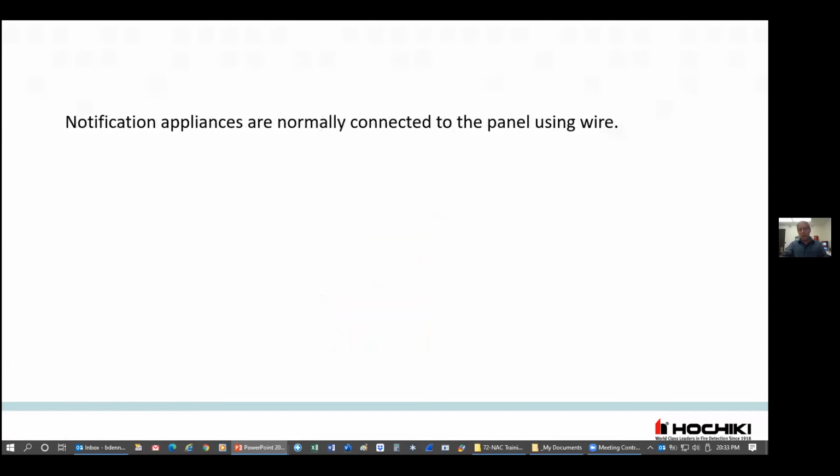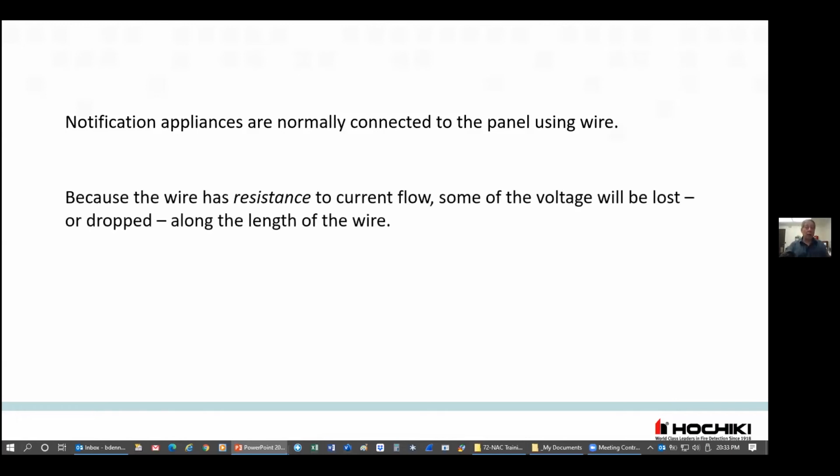Notification appliances are normally connected to the panel using wire. We've got our panel, we've got wire, goes to one notification appliance, and then a second and a third, all the way out until the end, okay? And that wire, because wire has a resistance to current flow, some of the voltage from the panel is going to be lost, or it's going to be dropped along the length of that wire.